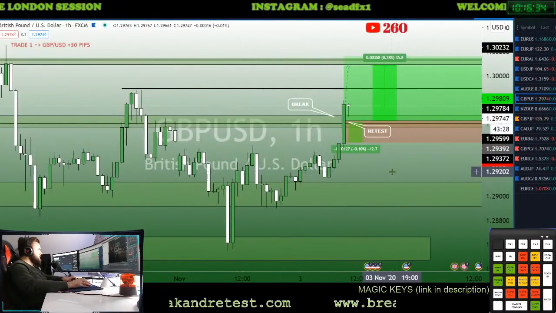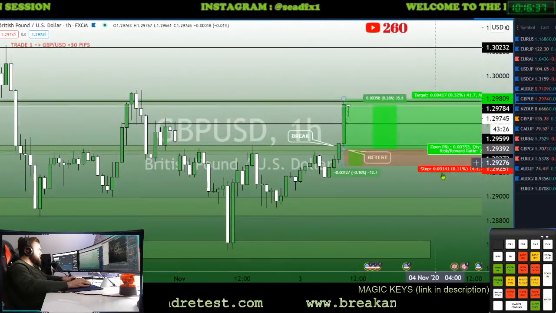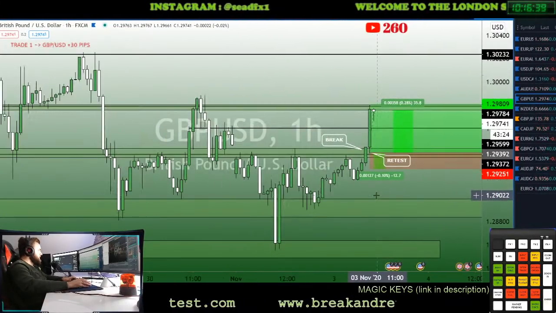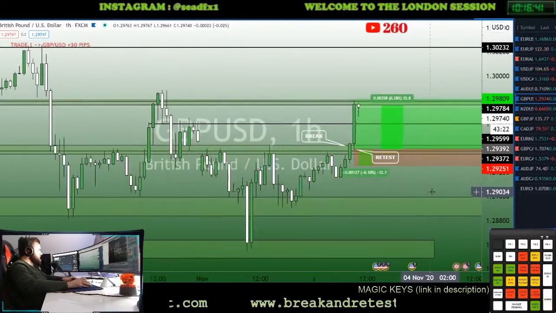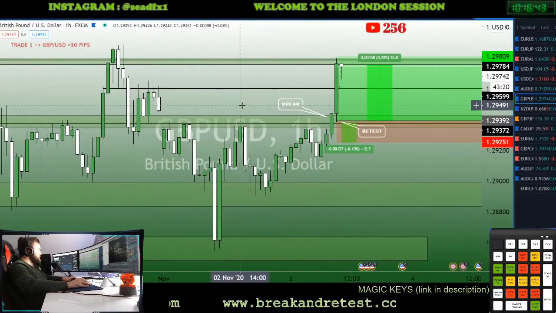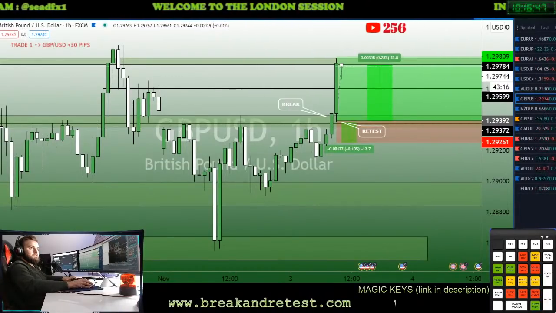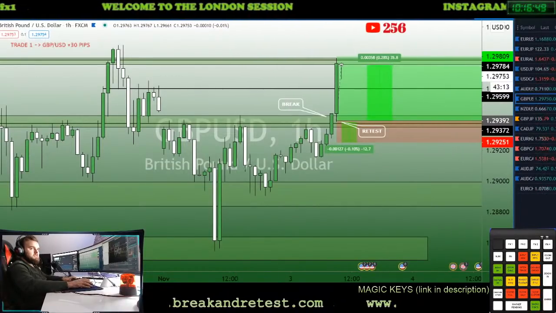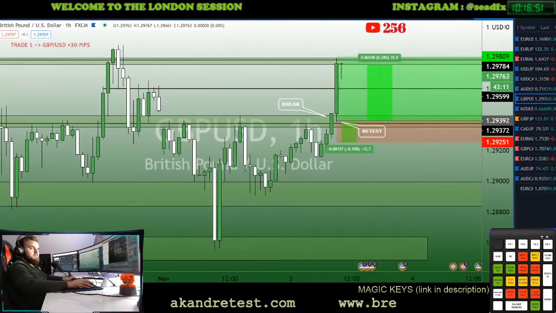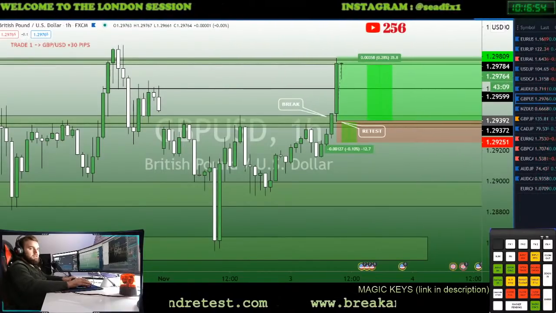35 pips. It filled the whole range that we thought. How good is that? See, patience pays. Either way, you're going to get a good setup. You just have to wait for it.